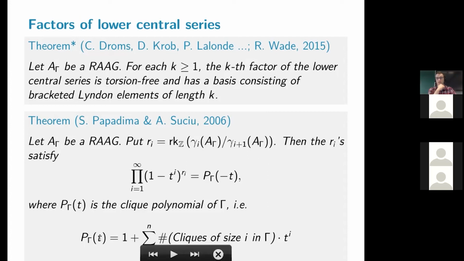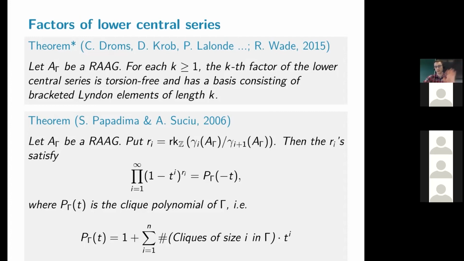Now, what is the clique polynomial? This is the polynomial that counts the number of cliques, or induced subgraphs isomorphic to a complete graph of size i. So the coefficient in the polynomial expression of P(t) with exponent i is the number of cliques of size i in your graph Gamma. So this clique polynomial can be computed in finite time. This is only a finite number of coefficients, but with this finite number of coefficients, we've captured all the ranks there are in the factors of your lower central series.